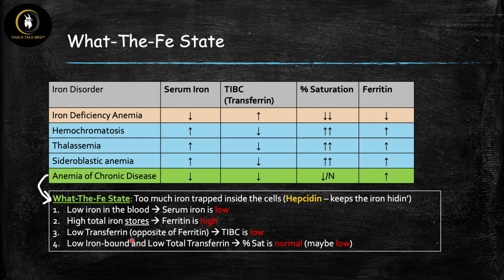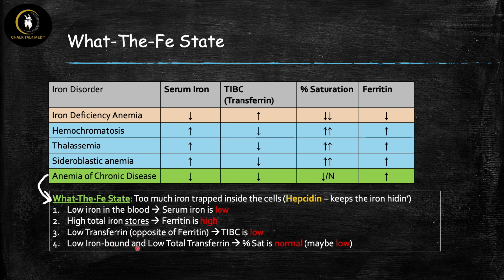You have low transferrin because you remember the golden rule that it's going to run the opposite of ferritin. So these cells are saying we have lots and lots of intracellular ferritin bound to iron already. We don't need any more transferrin. Bring down the transferrin levels. And so transferrin is going to go down. Just like always, it's going to run opposite to ferritin. And so the TIBC is going to be low.